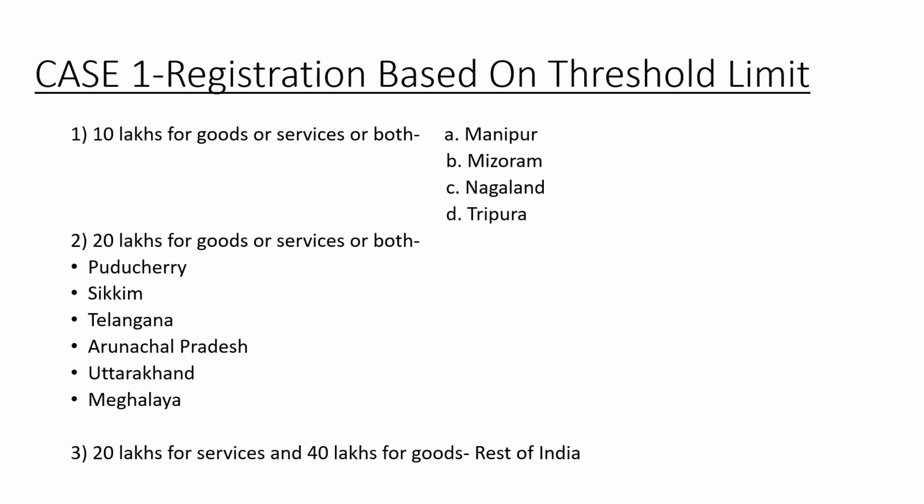The first turnover limit is 10 lakhs for goods or services or both, which is for the states of Manipur, Mizoram, Nagaland and Tripura. The second turnover limit is 20 lakhs for goods or services or both, which is for Puducherry, Sikkim, Telangana, Arunachal Pradesh, Uttarakhand and Meghalaya. Third threshold limit is 20 lakhs for services and 40 lakhs for goods, which applies to the rest of India.